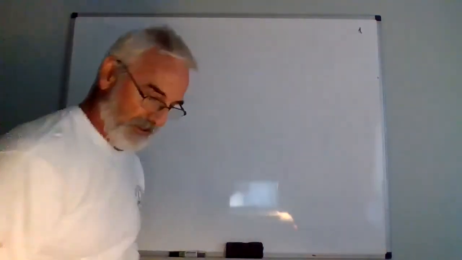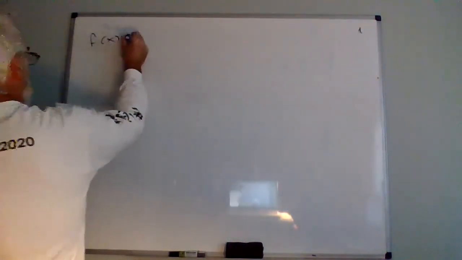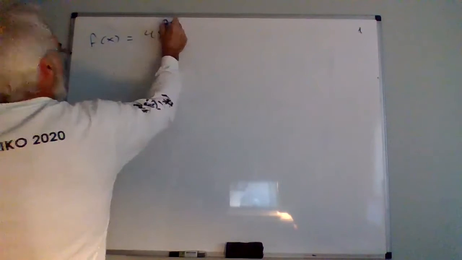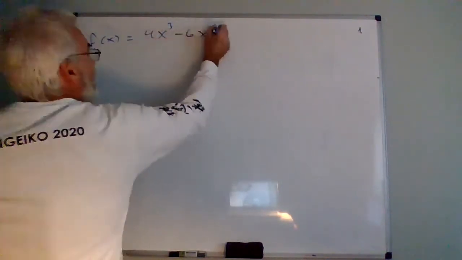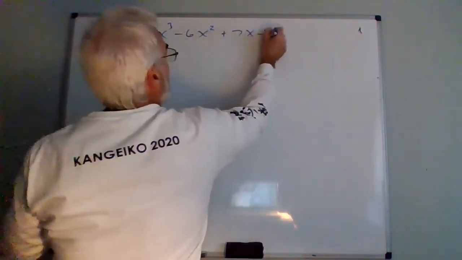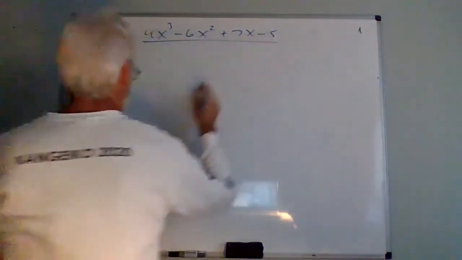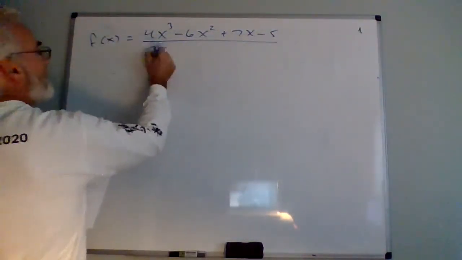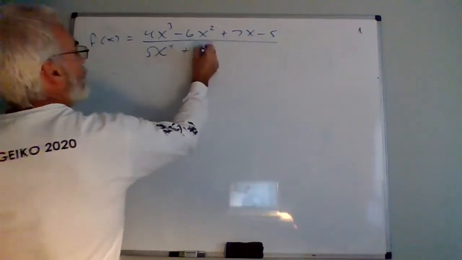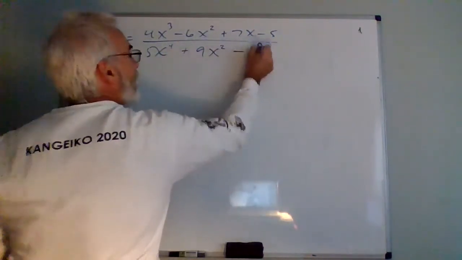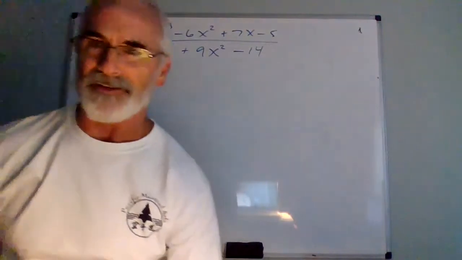Get that board nice and clean. Now let's suppose we have, let me take something just terrible and nasty. I picked a really good one. All right. So I've got f of x equals 4x cubed minus 6x squared plus 7x minus 5 over 5x to the fourth plus 9x squared minus 14. And I would like to reduce this.